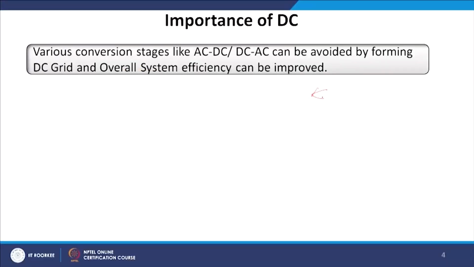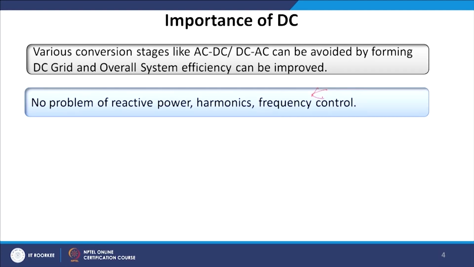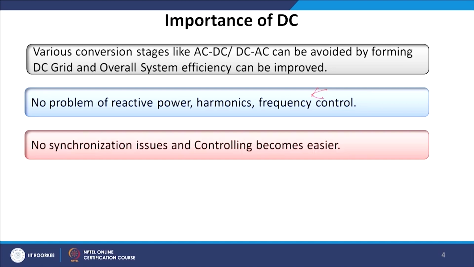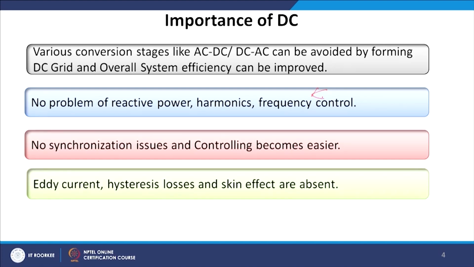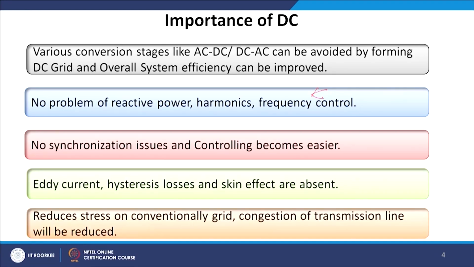Just to avoid those conversions from AC to DC as well as DC to AC, we need to have a DC grid, expecting that the overall system efficiency can be improved. There is no problem of reactive power, harmonics and frequency control. No synchronism issues and control becomes easier. Eddy current, hysteresis losses and skin effect are absent. It reduces stress on the conventional grid, and congestion of the transmission line will be reduced.